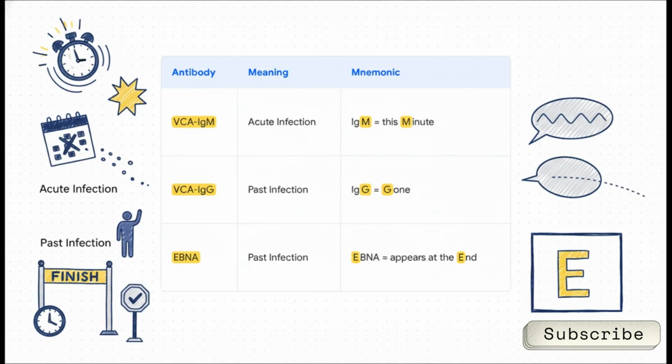The mnemonics are super simple and they work. Ready? VCA-IgM. The M is for this minute. It means the infection is acute, it's happening right now. VCA-IgG. The G is for gone. The infection is in the past. And finally, EBNA, the Epstein-Barr nuclear antigen. The E is for end. These antibodies show up at the very end, meaning it's a past infection. Seriously, memorize this. It will save you on exam day.